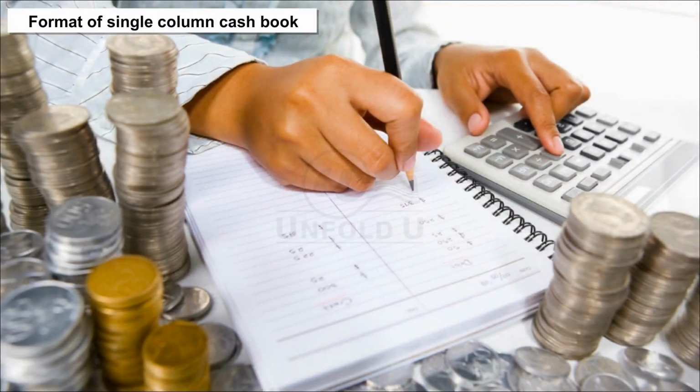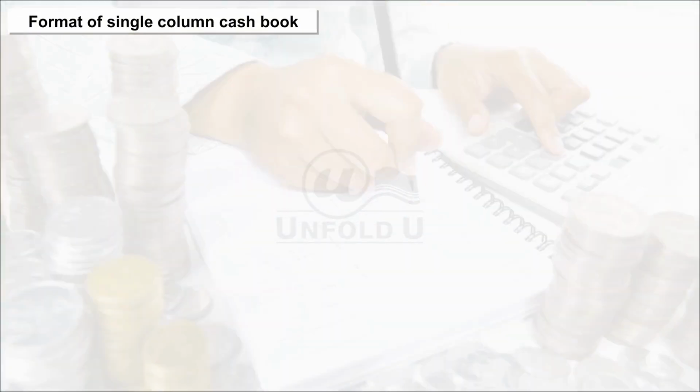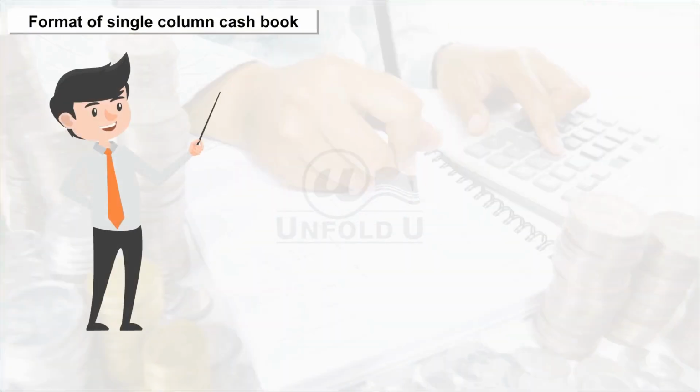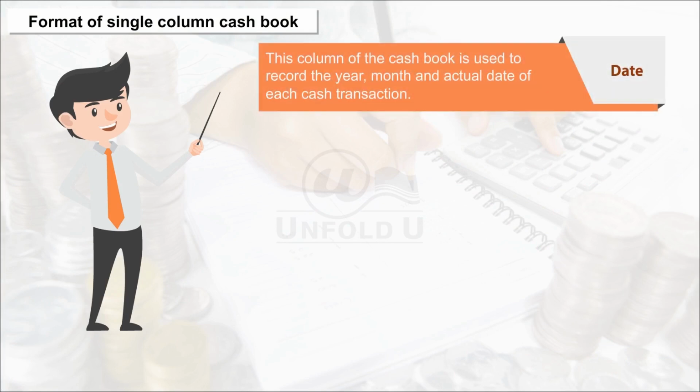Format of single column cash book. The format of a single column cash book includes the following. Date. This column of the cash book is used to record the year, month, and actual date of each cash transaction. This column ensures the chronological record of each transaction of a business involving receipt or payment of cash.